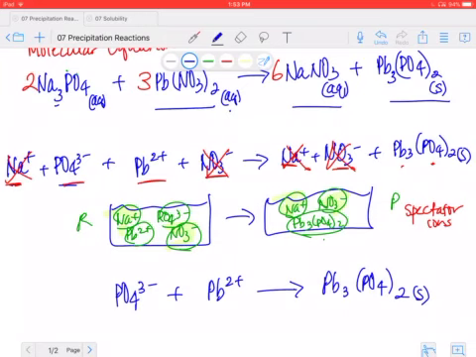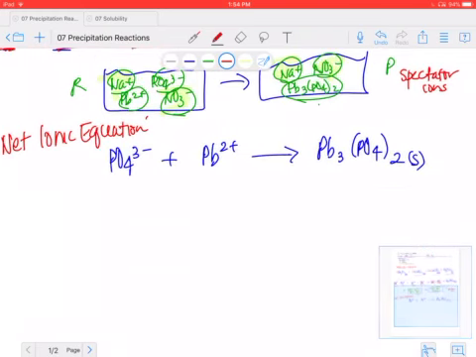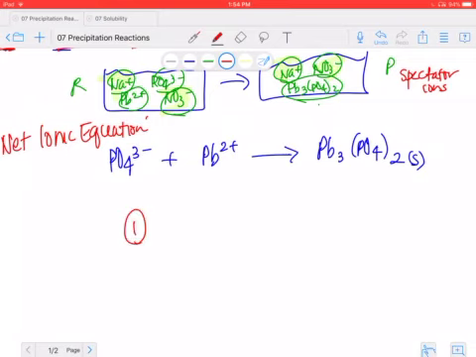And that's a solid. This last piece is what we call our net ionic equation, and this is usually our goal. Often your problems will say, given these two reactants, what is the net ionic equation? In that case, we're looking for this last piece here. In a net ionic equation, I want to emphasize there are three things you want to always make sure that you remember to do.